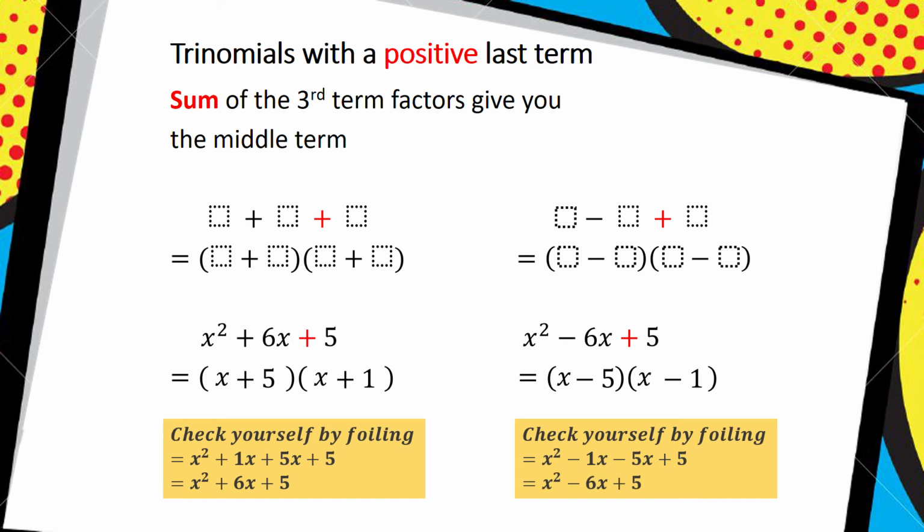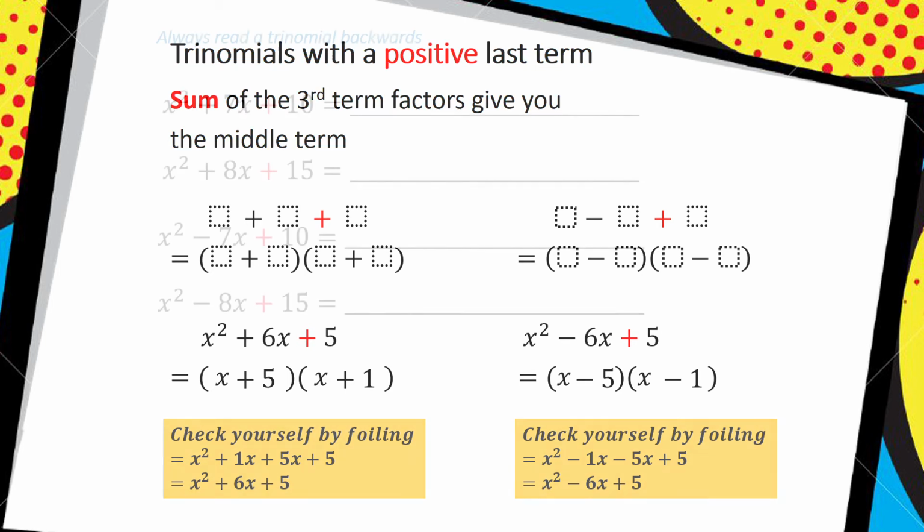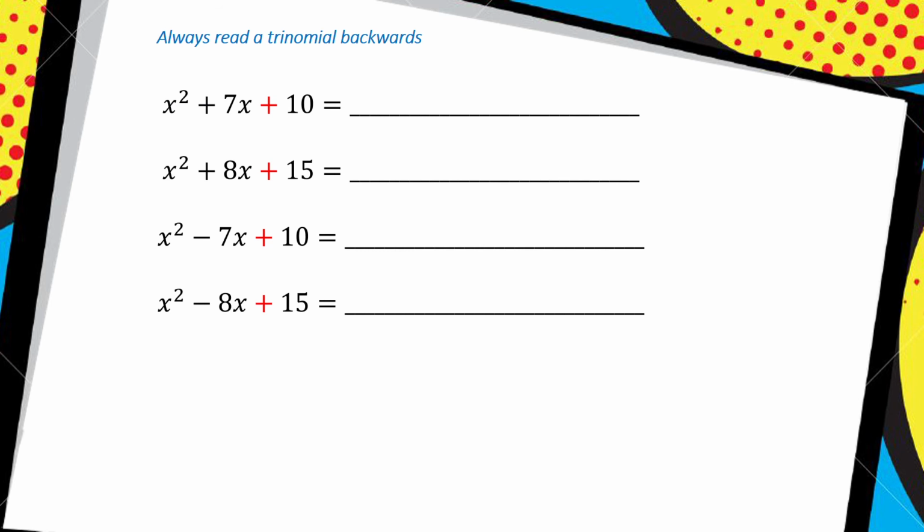Okay, let's do some examples. These examples are in your notes, so you don't need to write down anything. Alright. Okay, so I'm going to read my trinomial backwards. So the first thing I'm going to do is open up my two brackets. Because I've got an x squared there, I'm going to have an x and an x in the first term of my bracket because x times x gives me x squared. Alright, then I'm going to start from the back. Factors of 10, that when I add them I get 7.